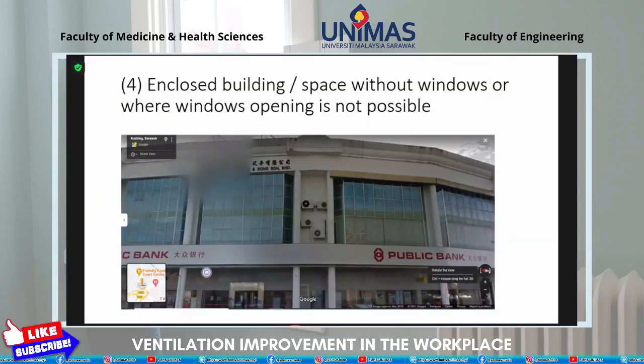Now, the next one is an enclosed building or space without window or where window opening is not possible. And this is the most difficult part to manage, okay? It is regardless of whether this kind of space has a split aircon or not. As long as the window opening is not possible, then they have to follow this specific SOP. And actually, if you look at a lot of buildings in the market, they have an openable window, but because of renovation, the window becomes not openable. And hence, the ventilation in this kind of workplace is poor, as compared to the one with the openable window.